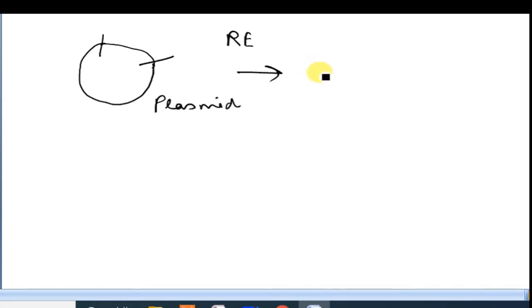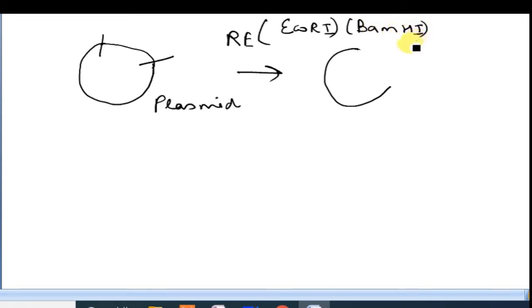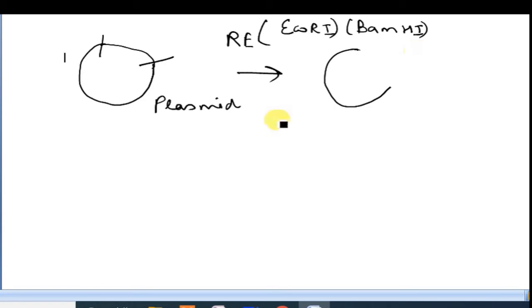Now after cutting, what will happen? This would look like something like this, because of the enzymes. Which type of enzymes can be used over here? Enzymes such as EcoR1, BamH1, etc. Such enzymes can be used to cut this plasmid, right? Now when you obtain this plasmid, it does not have this particular region because you have cut this off. Now you can add your gene of interest to this particular region, right?